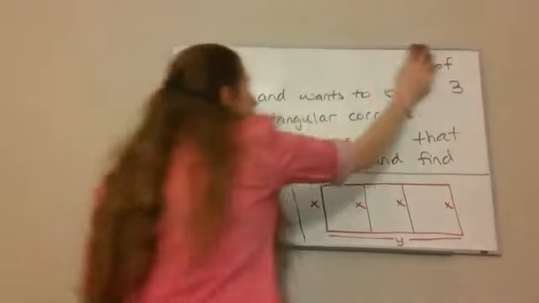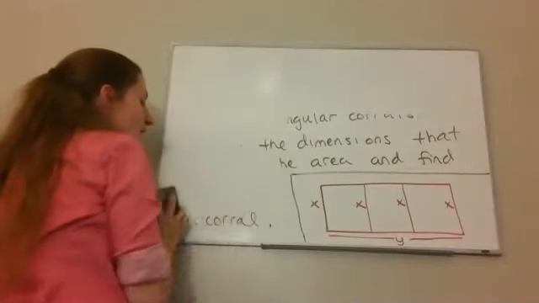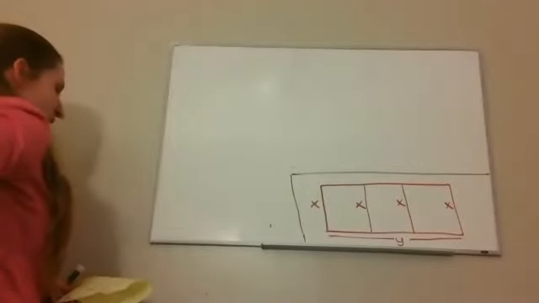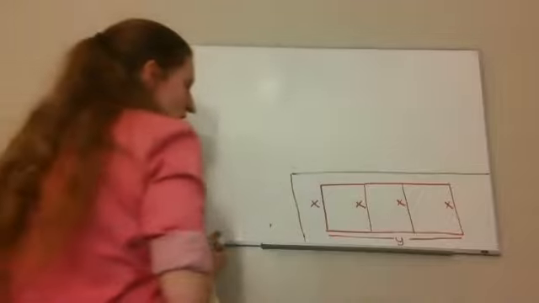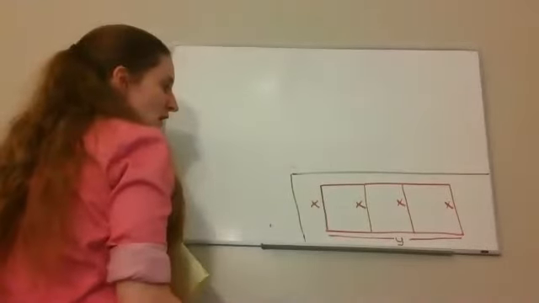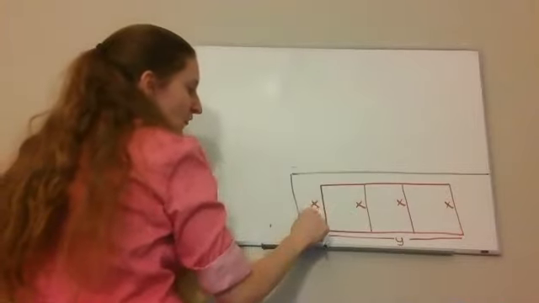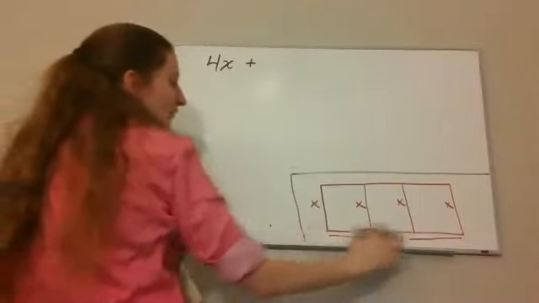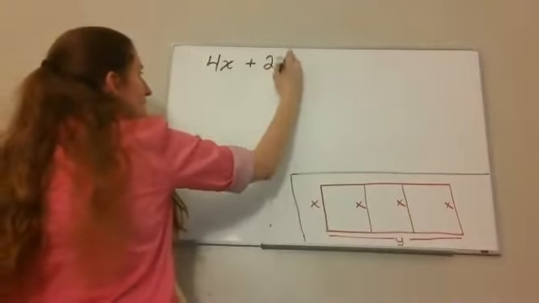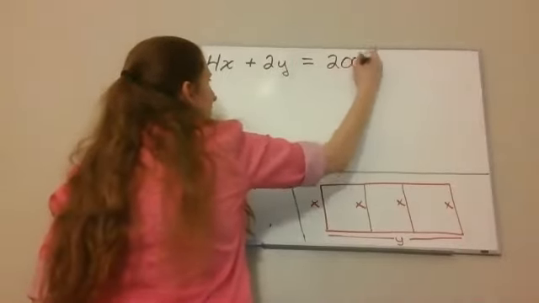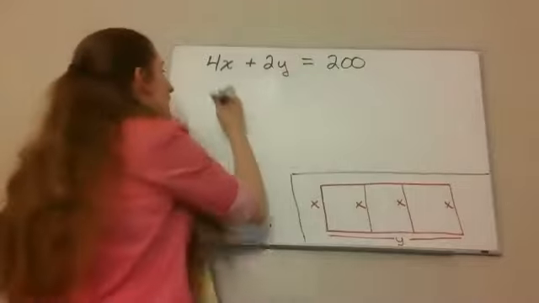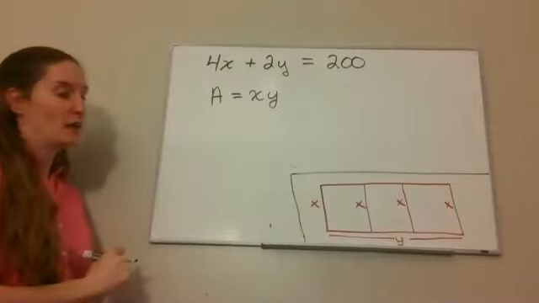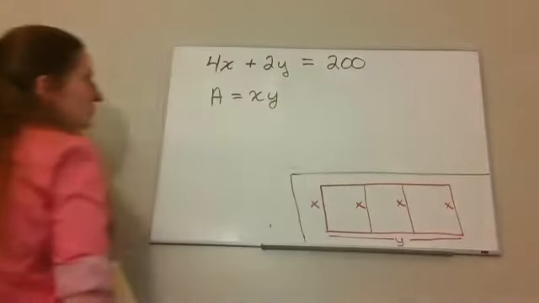So let's first write an equation for the amount of fence. What we know is that all of the sides added up should equal our 200 feet of fence. If I look at all my vertical sides, I have x, x, x, and x. So that's 4x. And I have the bottom and the top, both of those are y. 4x plus 2y is going to equal my 200 feet of fencing. And I know my area is x times y. That's the area for the whole corral without counting each individual one.